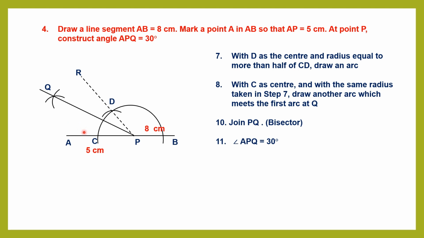So now you have angle APQ equals 30. This side is also 30, but we have been asked to construct only APQ. So we will refer to this as 30 degrees. So this one here is 30 degrees. So when you have to construct 30, remember first you have to construct 60 and then bisect it. Only then will you get 30 degrees.